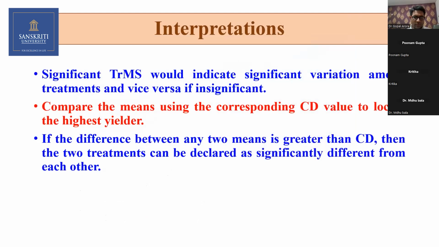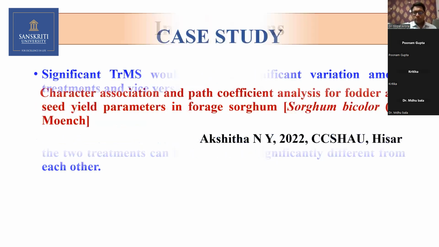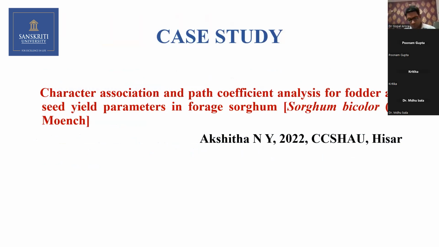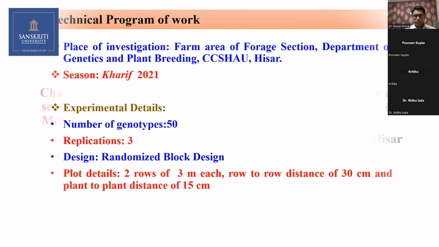Interpretation: a significant treatment mean square would indicate significant variation among the treatments, and vice versa if not significant. And you compare the means by the corresponding CD, just similar to one-way analysis of variance or CRD, what I have talked about earlier. And if you take the case study of Akshita in the year 2022 at ICAR, she has studied character association and path coefficient analysis for fodder and cereal parameters in forage sorghum.